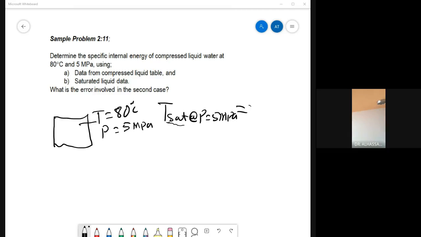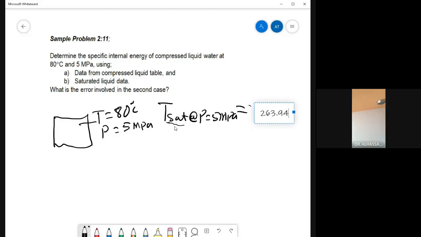Okay, thank you. Yes, somebody has given us the solution. So that equals 263.94. This indicates that the T saturation is greater than the temperature given. So this indicates that the fluid is indeed in the compressed liquid state.